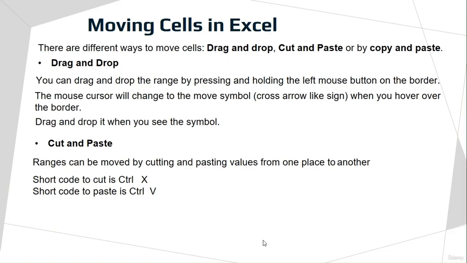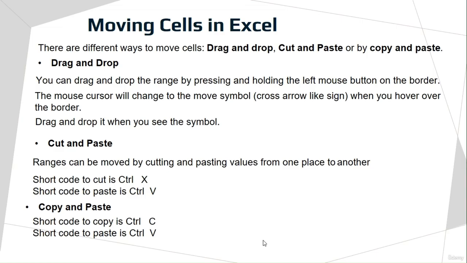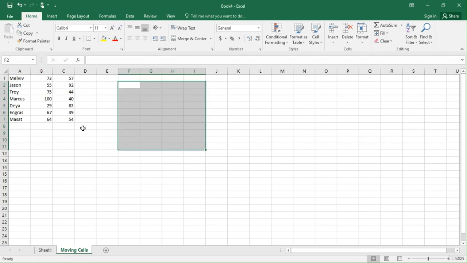Let's look at the other method to move cells using copy and paste. The shortcut to copy is Ctrl+C, and the shortcut to paste is Ctrl+V. You can also move cells by copying and pasting. We'll look at the difference between cut and paste and copy and paste. Using the same data, let's try to copy and paste this from column ABC to FGH.